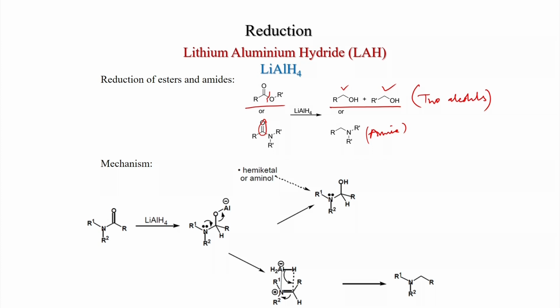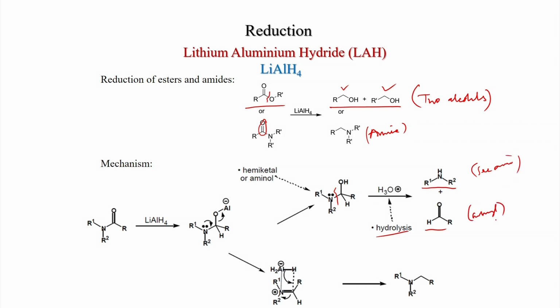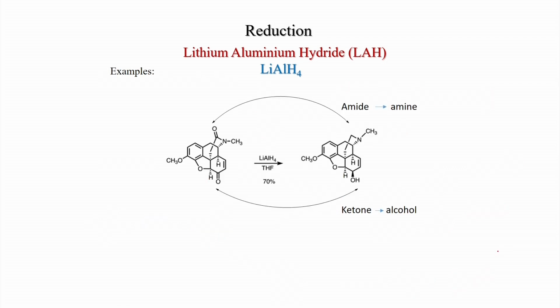Alternatively, this hemiketal or aminal will be formed after protonation, and this can clip, hydrolysis can happen, and on hydrolysis you get a secondary amine and carbonyl compound. So, this is also possible. So, secondary amine and carbonyl compound. So, instead of an amine, you can get this also as a side reaction.